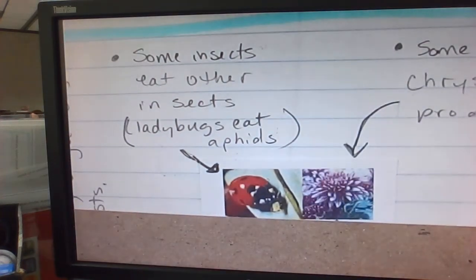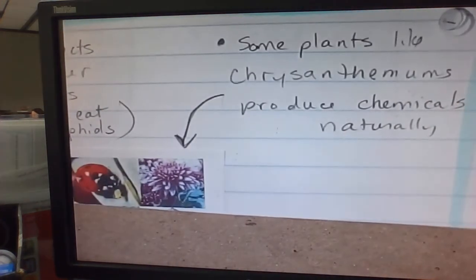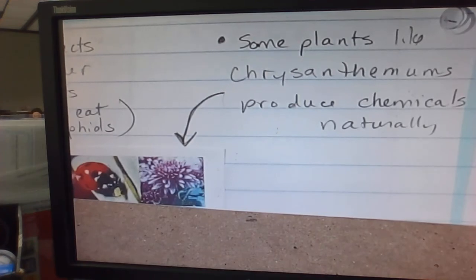All right, some plants produce chemicals naturally. Chrysanthemums, yes. If you've ever been around chrysanthemums, they smell. They have a very heavy odor to them. So that chemical not only is going to make people get away if they don't like it, it's going to make pests get away as well.